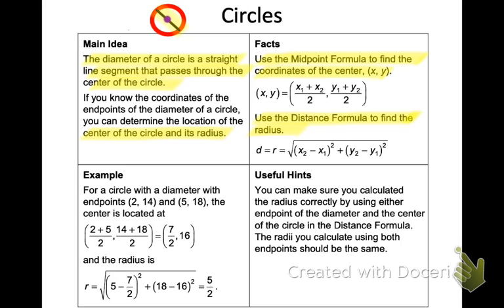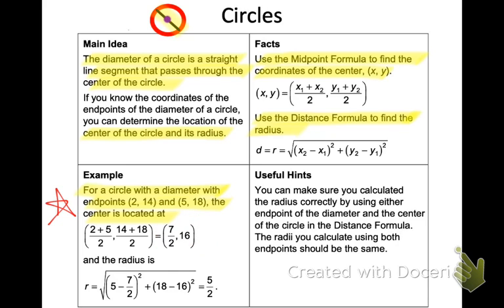So this is what kind of problems we're going to look at today. For a circle with a diameter with endpoints 2, 14, and 5, 18, the center is located at, and then from here I find the midpoint. 2 plus 5 is 7. 7 divided by 2 is 7 halves, or 3.5. And then 14 plus 18 is 32. 32 divided by 2 is 16. My midpoint, or my center, is located at 7 halves, 16.